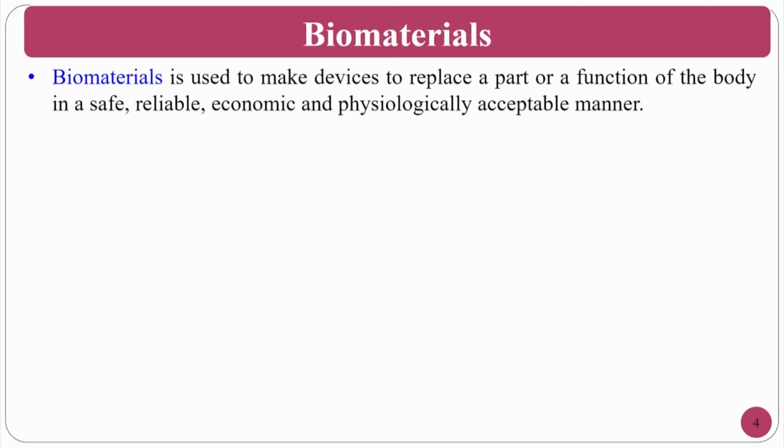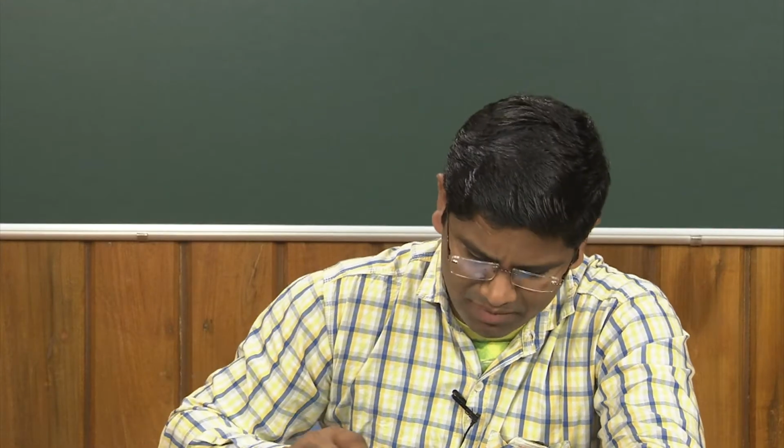Biomaterial is used to make the device to replace a part or a function of the body in a safe, reliable, economic, and physiologically acceptable manner. So the biomaterial is used to make a device to replace a part or a function of a body in a safe, reliable, economic and physiologically acceptable manner. That is a common definition for a biomaterial.